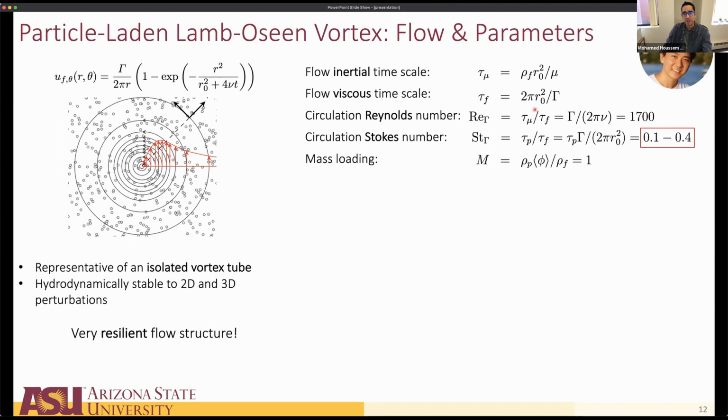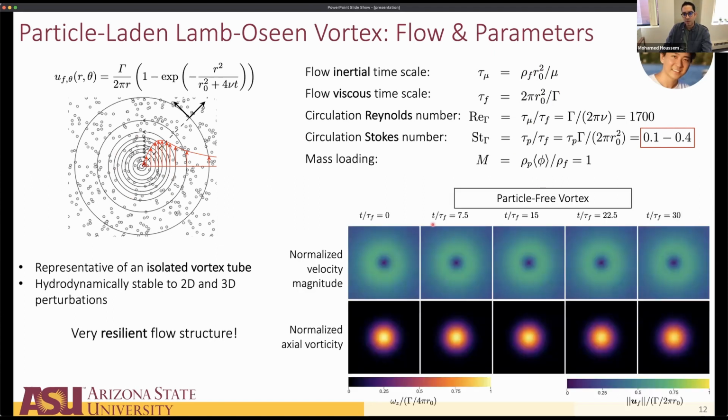For this vortex, we can define a Reynolds number, which is a ratio of the viscous time scale and the inertial time scale. The inertial time scale is just the time that it takes for a fluid particle to make a full circle at the location where the velocity peaks. As I was saying, this vortex is very stable. These are some of our simulations showing normalized velocity magnitude and normalized axial vorticity, and what you see is that not much happens. Actually, what's going on is slight viscous diffusion, but it happens at an extremely slow rate.